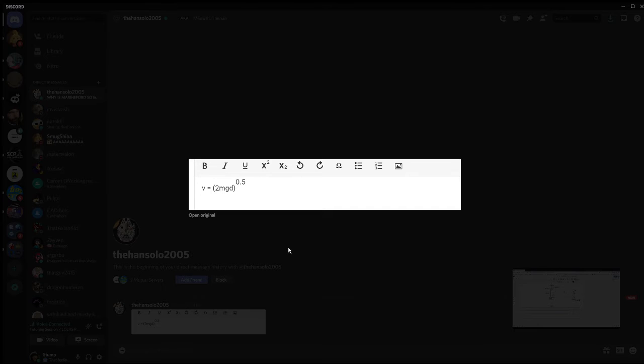I said it was initial mgh equals 1/2 mv squared plus final mgh, and then the height difference would be d. So I just subtracted one from the other, and then it would just end up being mgd equals 1/2 mv squared, and then I solved for v. Oh, where's your m go?